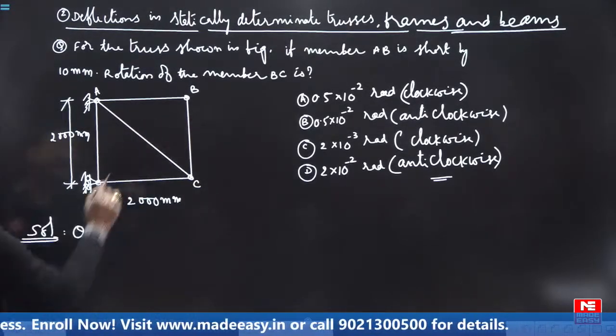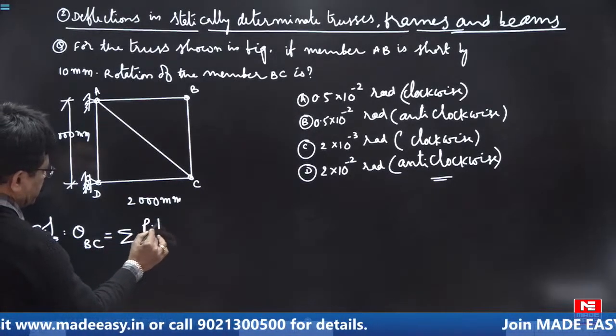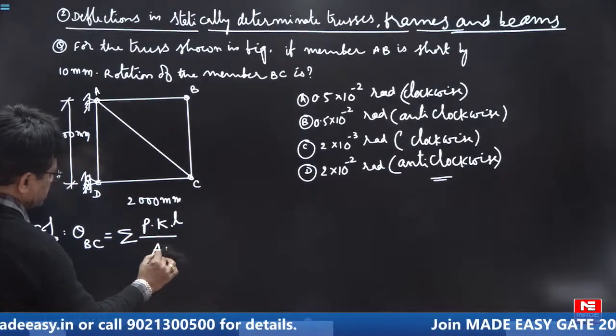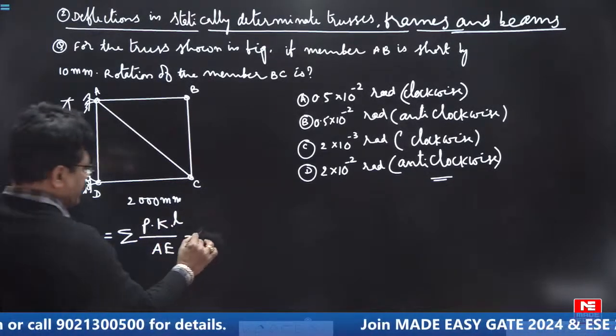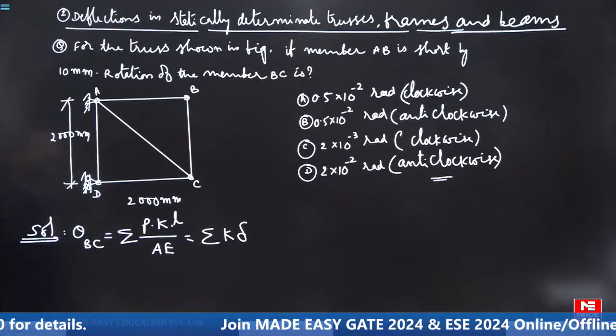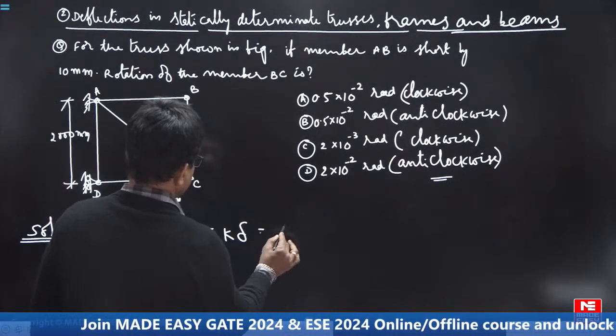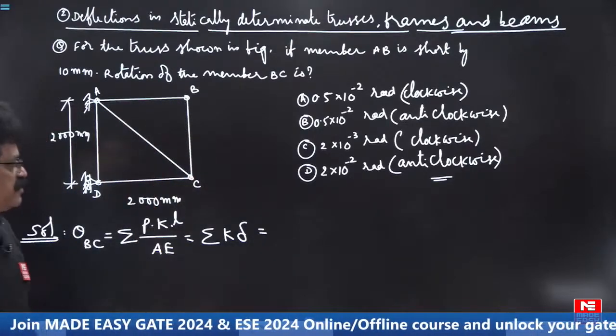Theta, we wanted theta BC. This is summation of PKL by AE. If PL by AE values are given, I can take K delta directly. Okay, delta of AB only is given because all other members' delta is 0.